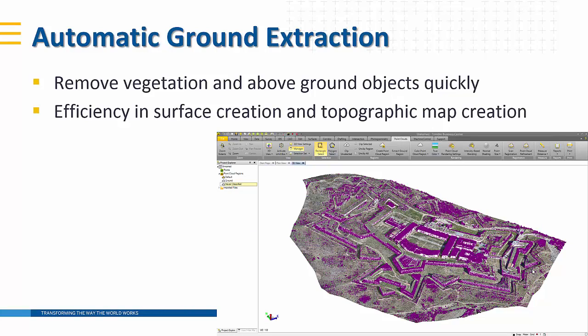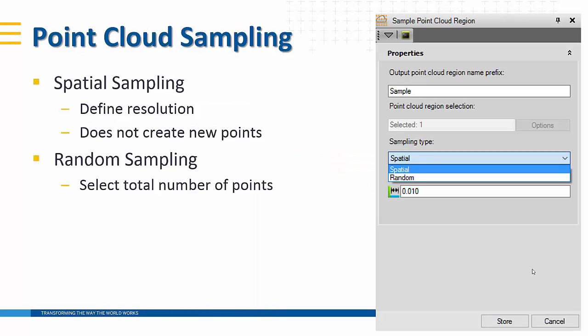This is a very useful tool as it quickly removes all the vegetation and above ground objects. So now you can generate the full point cloud, including the vegetation and all of the above ground objects, in the point cloud generation mode from UAS. And you can follow it up with this command to automatically extract all features on the ground.